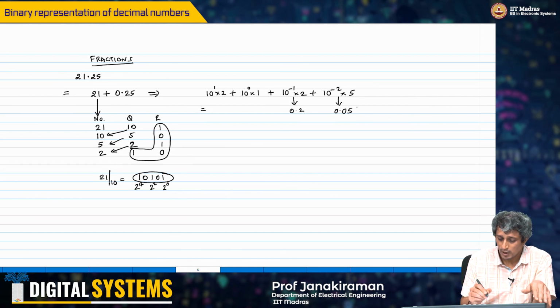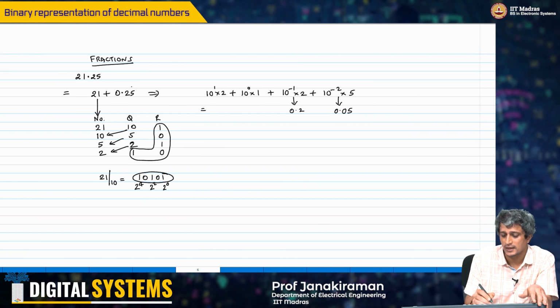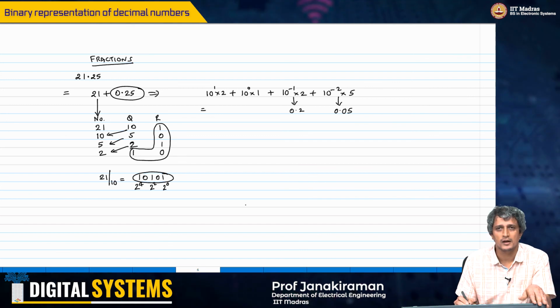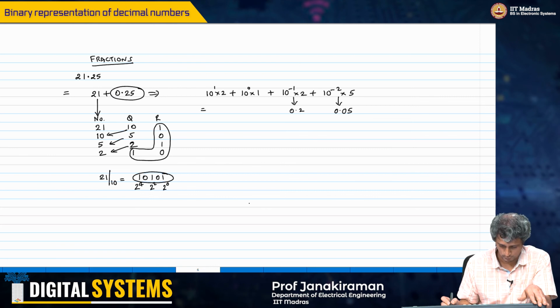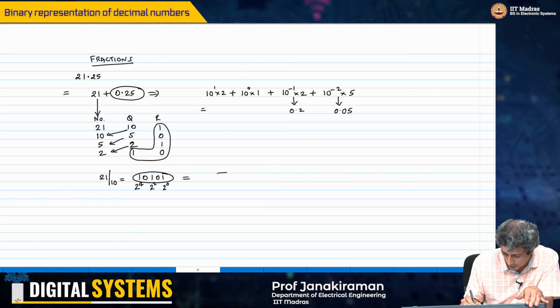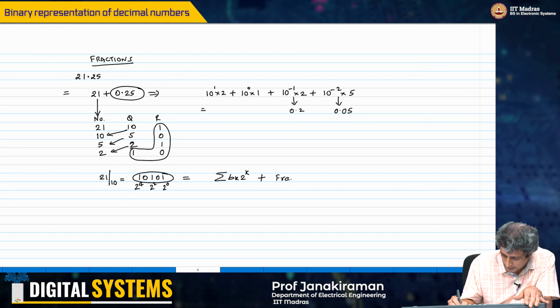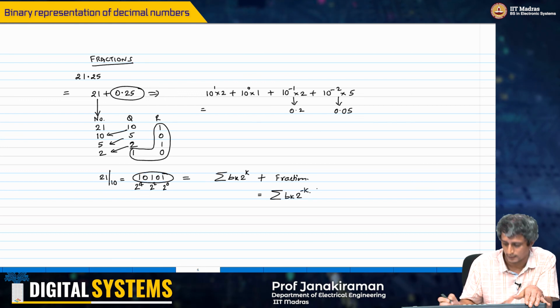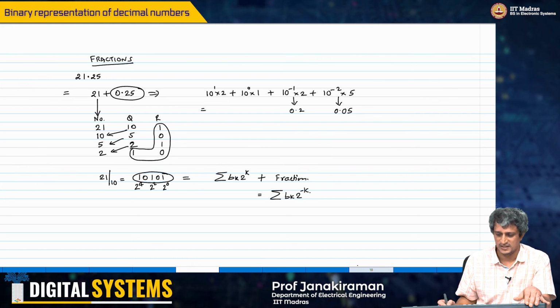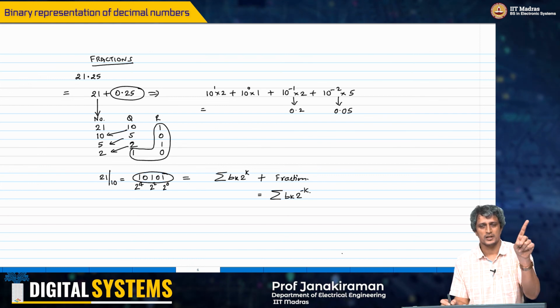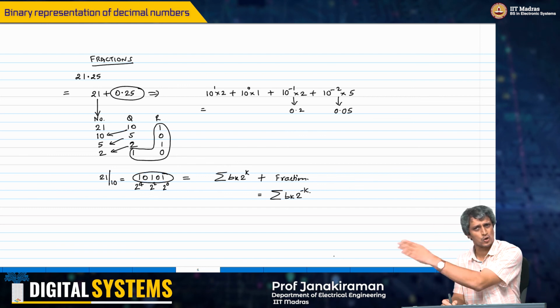Similarly, what we are going to do now is to take this fraction and represent it in powers of 2. The integer part we said was summation b_k 2 to power k. For the fractional part, I just have to say it is b_k 2 to power minus k. Just like the decimal number system, you come to 10 power 0, then you go to 10 power minus 1, 10 power minus 2 and so on.